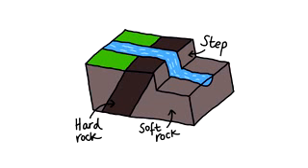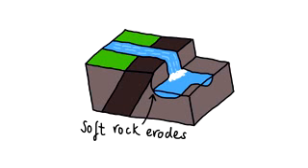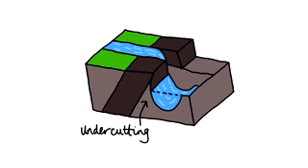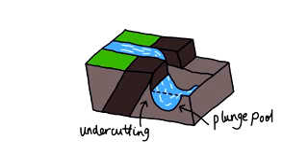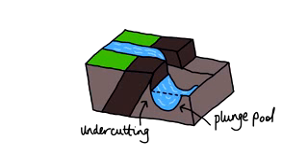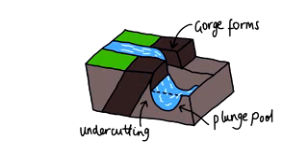The step causes the water to speed up due to a lack of friction, giving it greater erosive power. The soft rock is eroded further, and the harder rock experiences undercutting. The hard rock can then collapse. A plunge pool at the base of the waterfall is created by the abrasion of rock fragments, which have collapsed from above. Eventually, more undercutting causes more collapse, making the waterfall retreat to leave a steep-sided gorge.